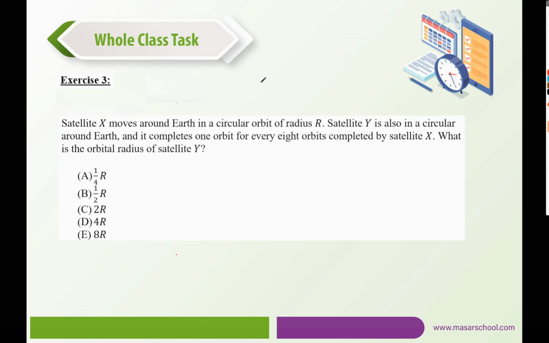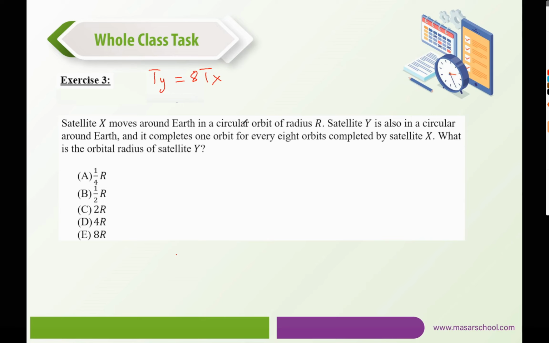Exercise 3. Satellite X moves around Earth in a circular orbit of radius r. Satellite Y is also in a circular orbit around Earth, and it completes one orbit for every 8 orbits completed by X, which means that the orbit of satellite Y is greater than that of X. Then the period of Y is equal to 8 times the period of X. What is the orbital radius of satellite Y?